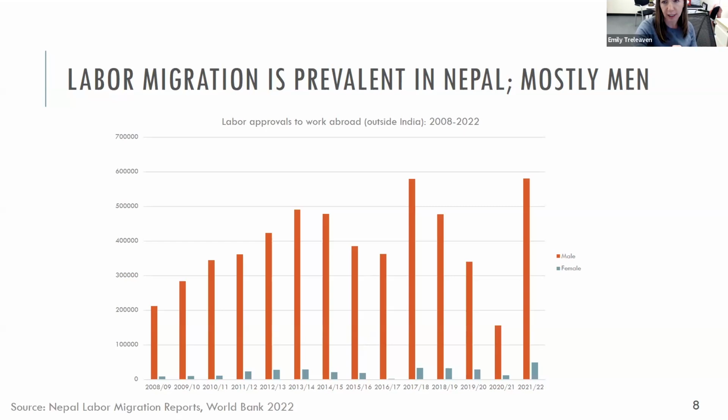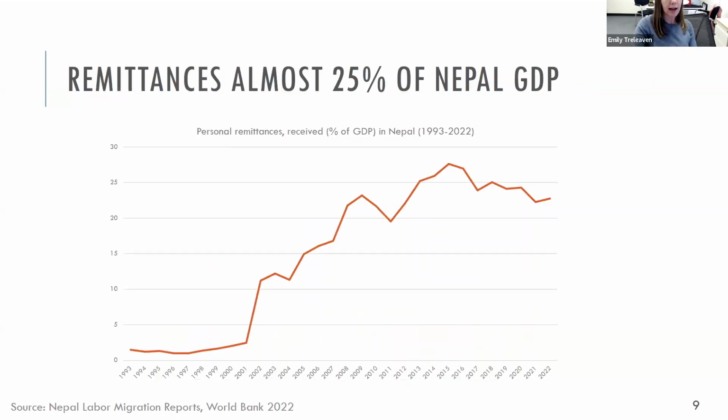And according to the Nepal census in 2022, 23.4% of Nepali households had at least one member living abroad. And as migration has increased, we see that remittances have become an increasingly important proportion of Nepal's GDP. So in 2022, remittances to households in Nepal as a proportion of GDP was about 23%.